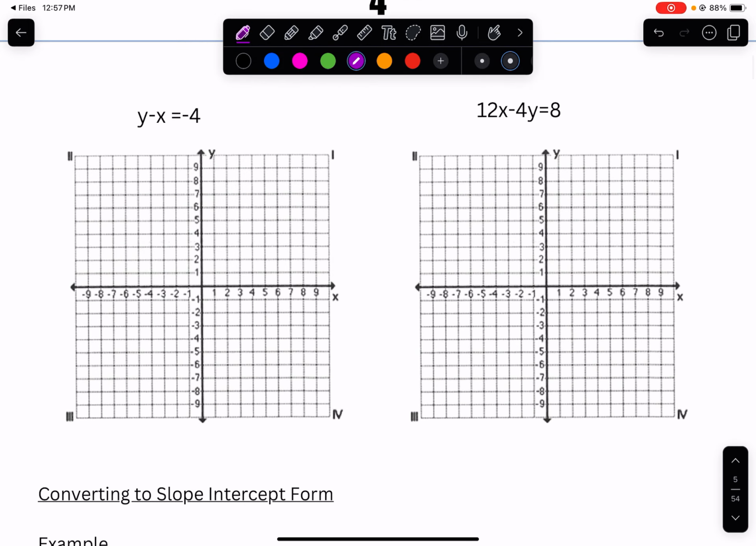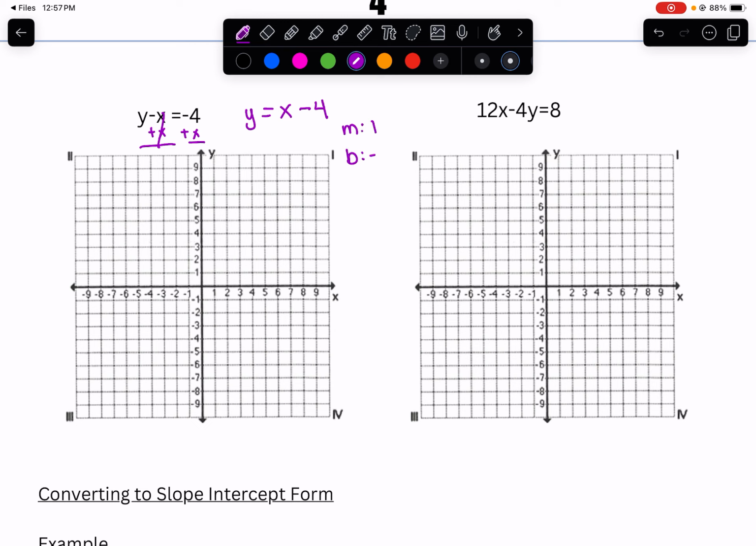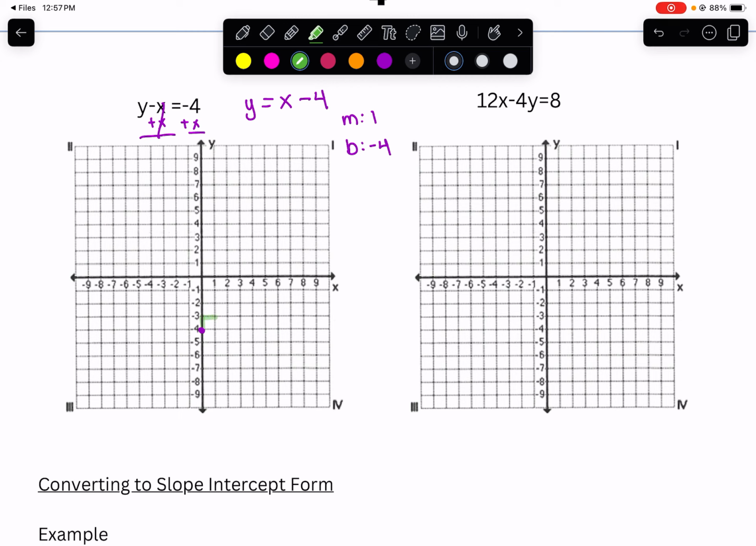And so now we're going to practice. y minus x equals -4. I have to get y by itself, so I get rid of the x. Now I have y is equal to x plus -4, which is the same thing as subtracting 4. Here, my slope is 1, and my b value is -4. So I start at -4, and I'm going to go up because it's positive. Up 1 over 1, up 1 over 1, up 1 over 1. And this becomes my line.